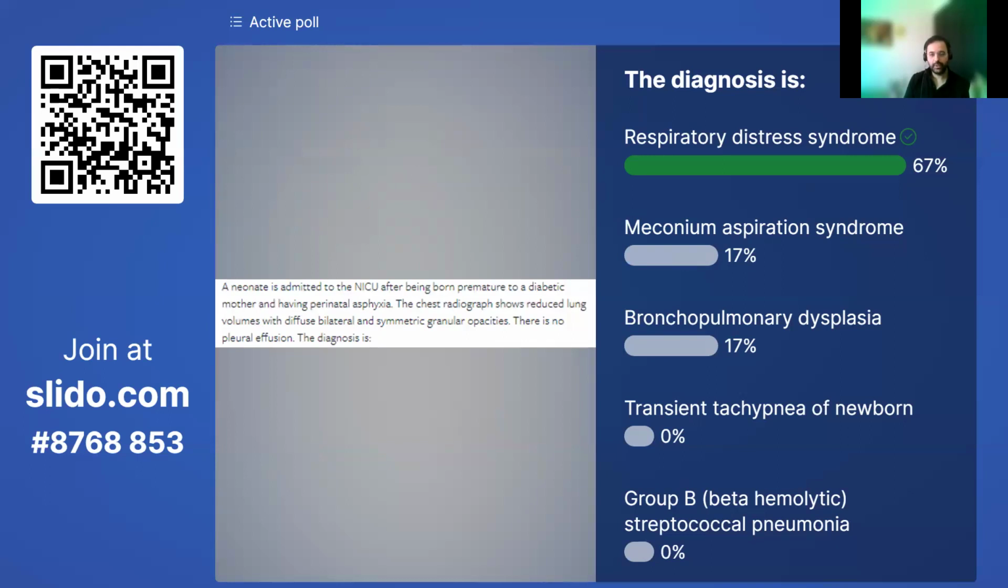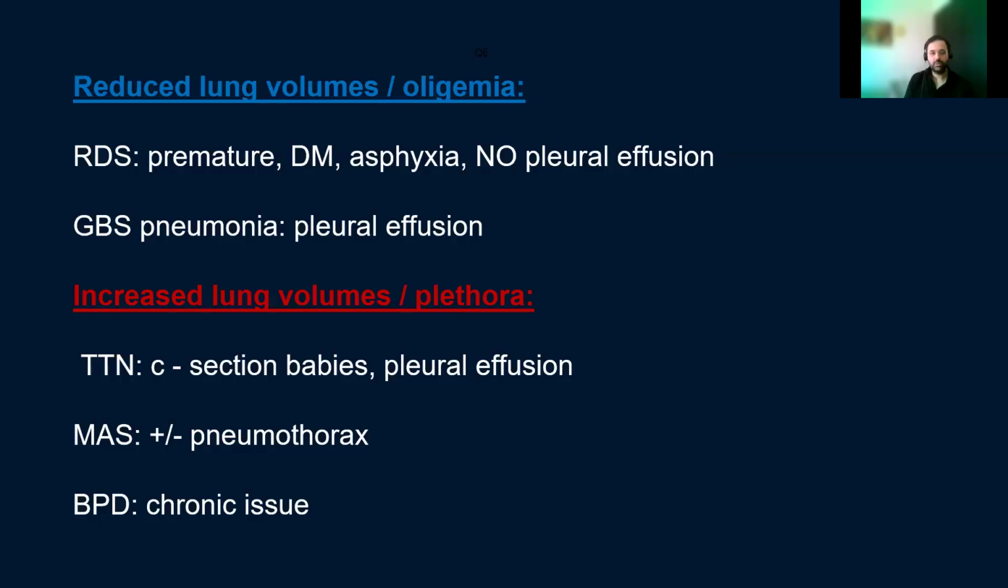Now, if you have increased lung volumes or pulmonary plethora, the typical condition would be transient tachypnea of the newborn. This is typical when the child is born via C-section, so the squeezing effect of the birth canal is absent. That's why the lungs will accumulate fluid, so you'll have plethoric lungs and there will be pleural effusion. Typically, they would be term or post-term babies, not preterm babies. Meconium aspiration syndrome is when the child has aspirated meconium. Obviously, that's going to result in a plethoric lung. Sometimes you might have a pneumothorax as well.